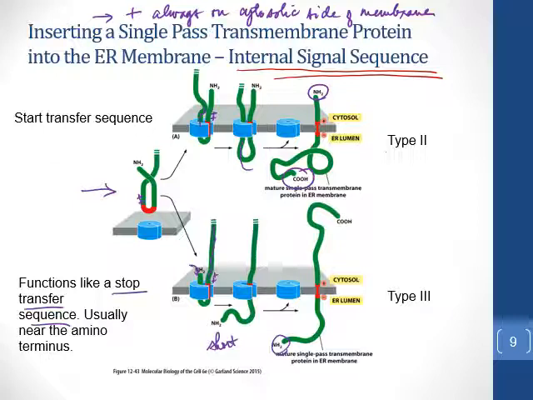The other thing before we leave this is to note that that internal signal sequence, if it's a type 2 transmembrane protein, is functioning as a start transfer sequence. If it's a type 3 protein, that internal signal sequence is functioning as a stop transfer sequence. In both cases, no matter whether that internal sequence functions as a start or a stop transfer sequence, it is also functioning eventually as a signal anchor because it's anchoring the protein into the membrane.